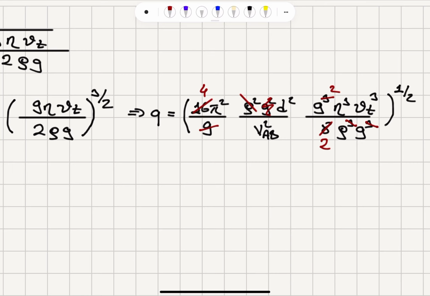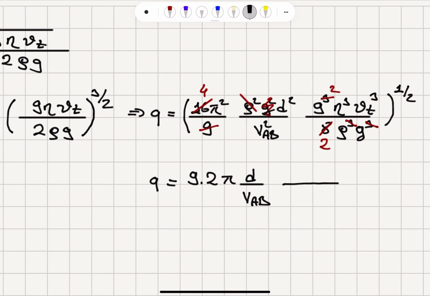All right. So let's make sure that this is not getting confused. This is g, that is 9. So Q will become the square root of 4, which comes out as 2. The square root of 9 squared comes out as 9, so I will have 9 times 2. Pi squared comes out of the square root as pi. D squared over VAB squared comes out of the square root as D over VAB.